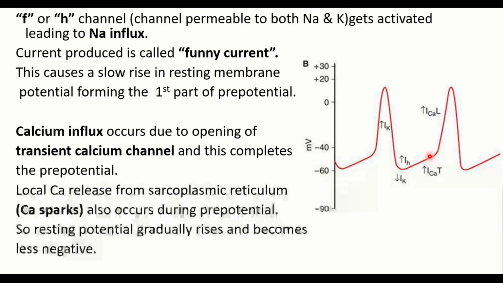So three mechanisms, that is sodium influx due to opening of the funny channel, calcium influx due to opening of the transient calcium channel, and calcium spark, contribute to the pre-potential. And now the resting potential is gradually rising and becomes less negative. It is moving towards positive from minus 60.